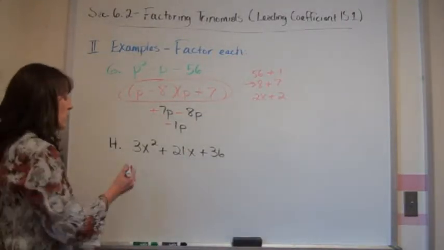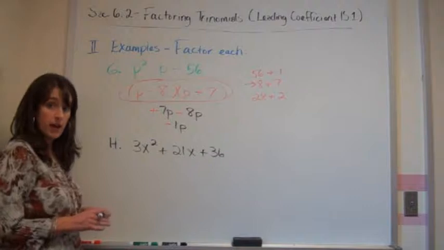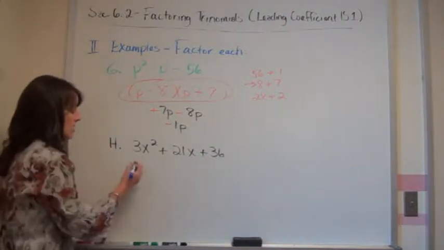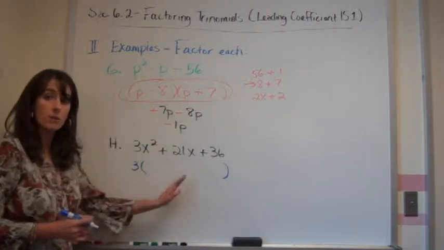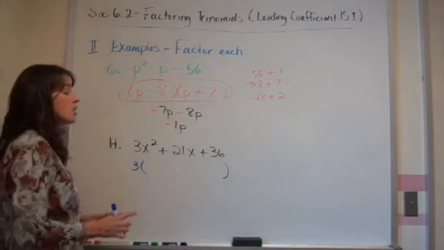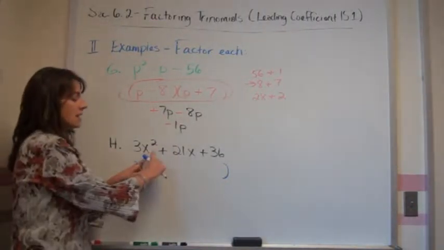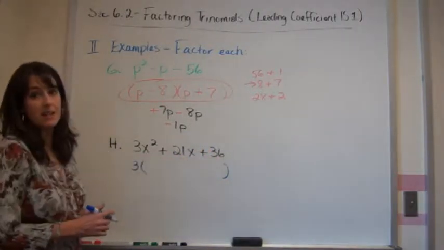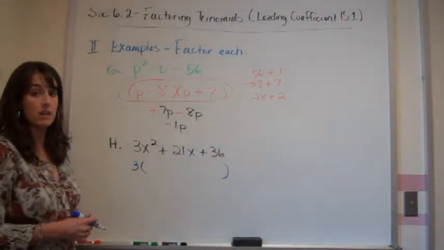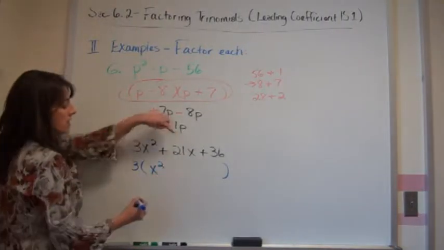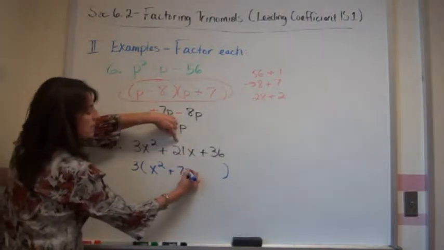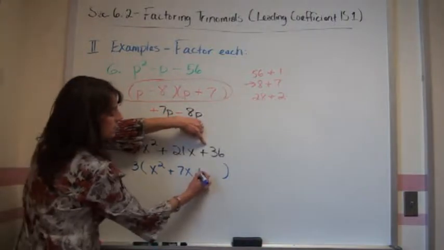Sure, it's a 3. So I'm going to do that common monomial factoring that we talked about in the last section. I'm going to divide that 3 out, and remember, when I divide it out, I'm going to write down what's left inside the parentheses. Notice that I can take x's out of here and here, but I cannot take x's out of here. So I'm stuck with only dividing the 3 out. Now when I divide it out of here, I'm left with an x squared. Divide it out of here, I'm left with a 7x. And divide it out of here, and I'm left with a 12.